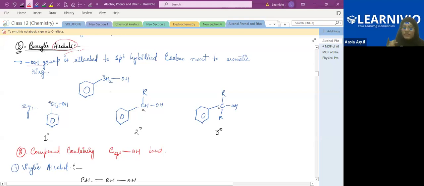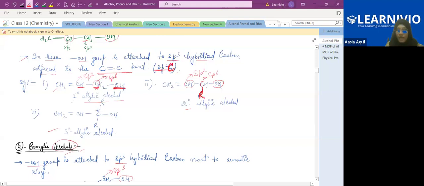So in this, the hydroxyl group is attached to an sp3 hybridized carbon. This OH group is attached to this carbon, which is sp3, right? And this sp3 hybridized carbon is attached to the benzene ring. So this type of alcohol is known as benzylic alcohol, and this carbon is known as benzylic carbon. Similarly, in the previous case, the carbon to which the hydroxyl group is attached is known as allylic carbon.